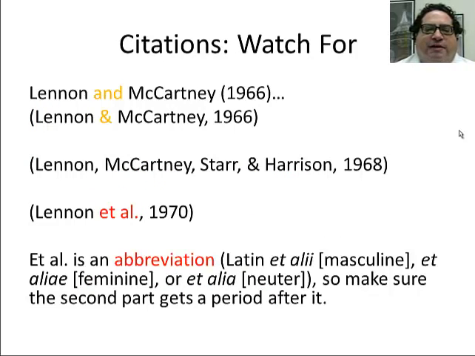Things to watch out for when you're doing citations. If you're working names into the narrative and you've got two names, spell out the word and, A-N-D, like that first example, Lennon and McCartney. In the second example, everything is going inside the parentheses. In that case, you use the ampersand. If you have several authors, in this case, Lennon, McCartney, Starr, and Harrison, put commas in between them and use the ampersand before the last one.